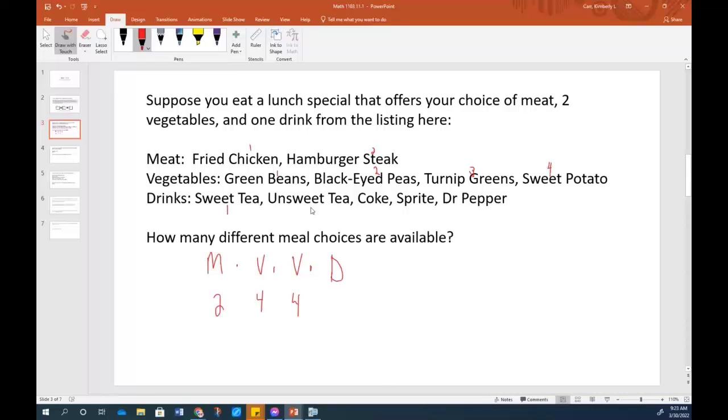And then drinks, I have 1, 2, 3, 4, 5 drink options. And so then we are going to multiply 2 times 4 times 4 times 5, that's 160.